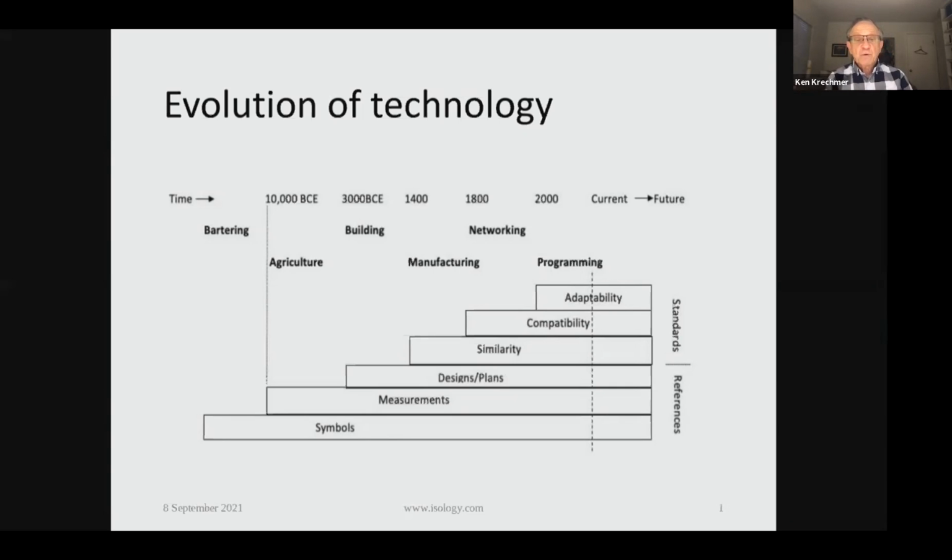The interesting thing to me here is that this is based on set theory. Symbols are the points in a set. Measurements are how we quantify those points, and the set itself is a design or a plan. And then in similarity, this is a similarity between sets, the compatibility of sets, and then the adaptability of sets. So this is effectively a mathematically based model of the evolution of technology.